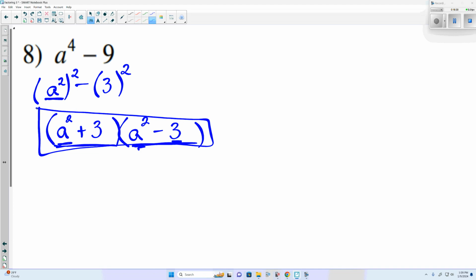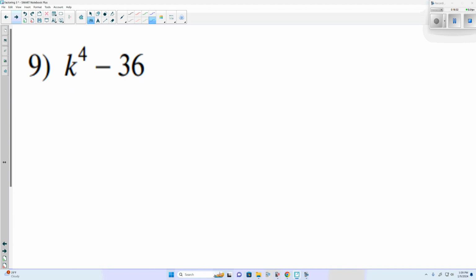Questions on this here? Let's look at another one here. K to the fourth minus 36. So we can rewrite this as k squared squared. Now what times itself is 36? It is 6 squared. So how would this factor?